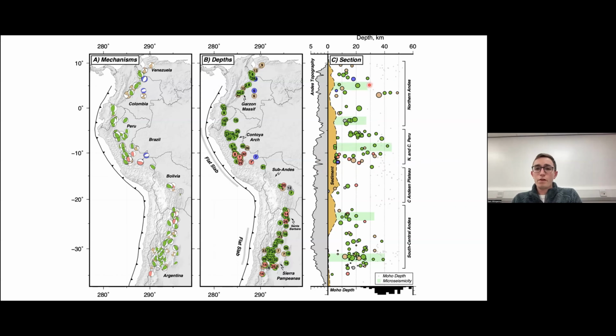That's particularly clear in places like this in central Peru. We can see there is some variability in the depth to which you get earthquakes. So here in central Peru, they go down to about 45 kilometers. Here in Ecuador, they're a little bit shallower. They go down to about 30 kilometers.